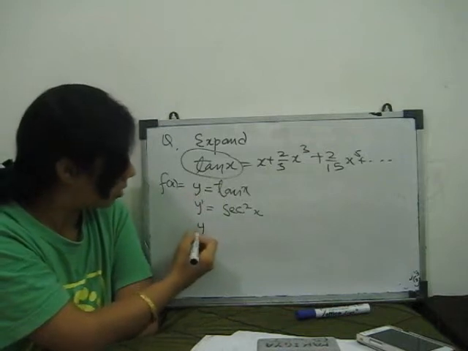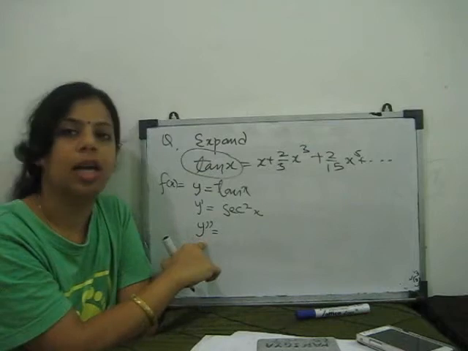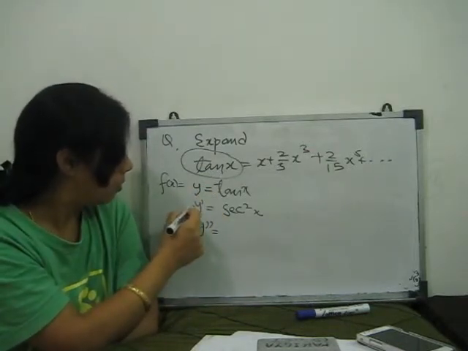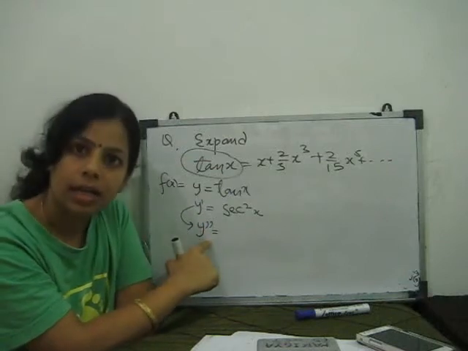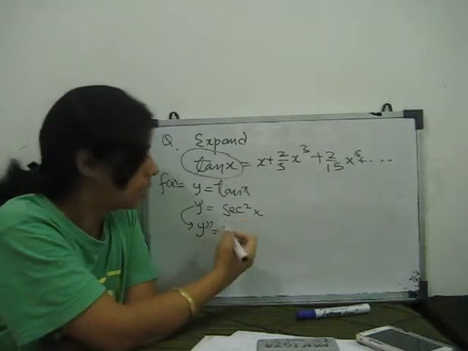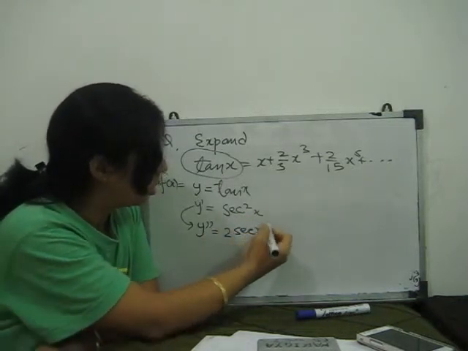Then third is y double dash. Y double dash means the second order derivative of the function, or we can say if we differentiate one more time, we will get y double dash. So the derivative of sec square x is 2 sec x tan x.